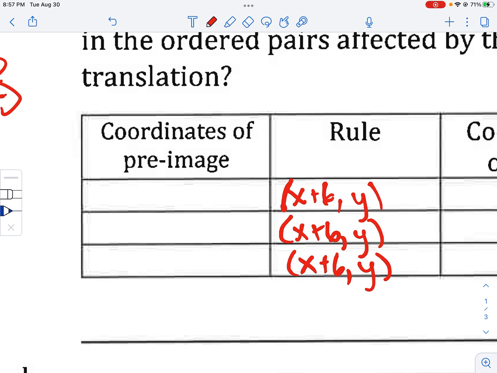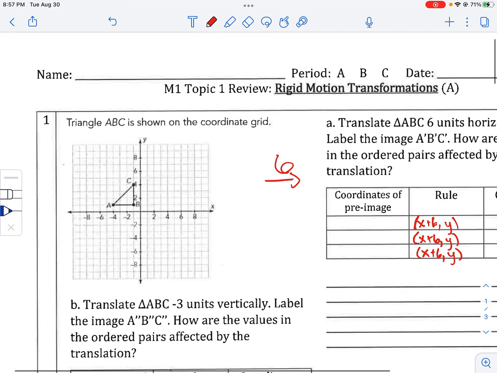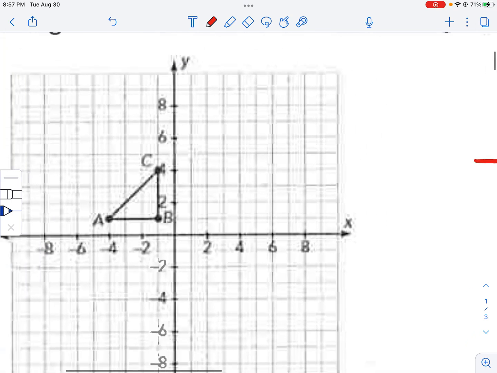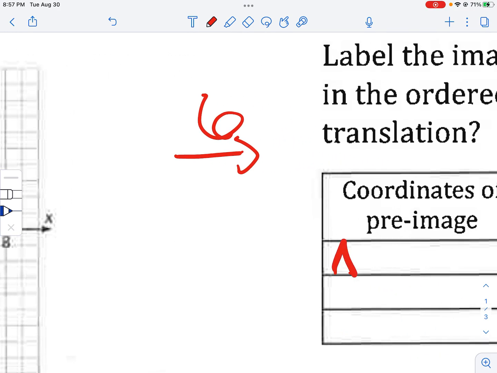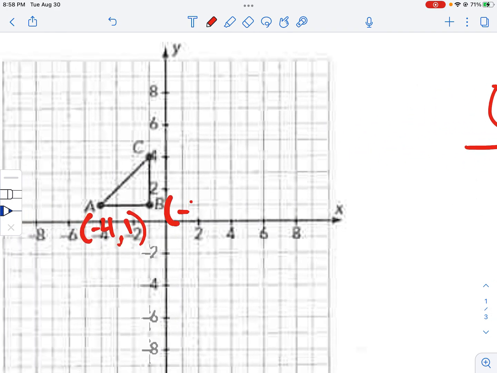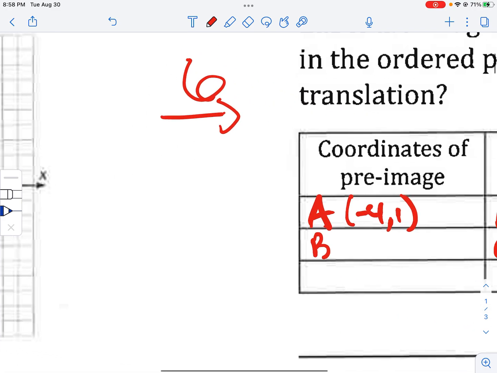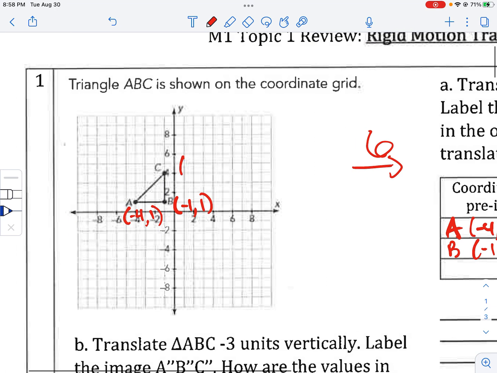Okay, so the pre-image. Let's look at this pre-image. The A value is -4, 1. The B value is -1, 1. And the C value is -1, 4.